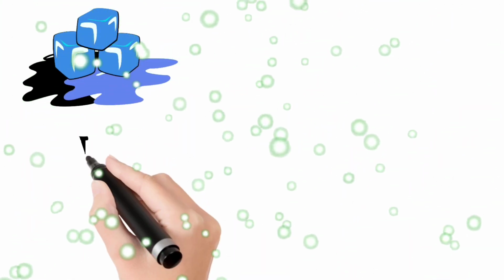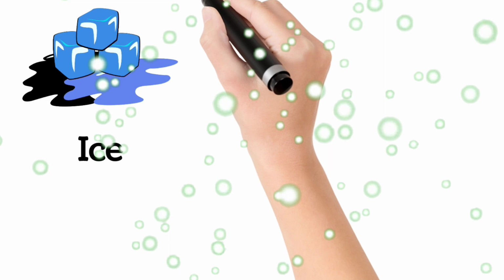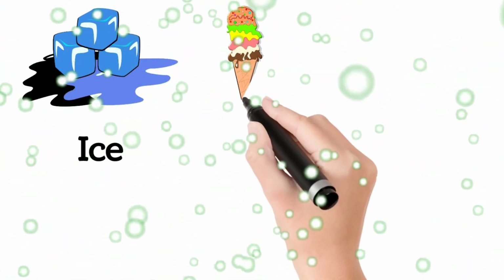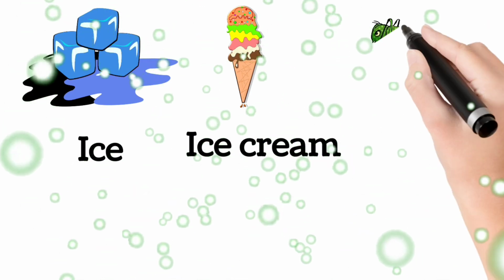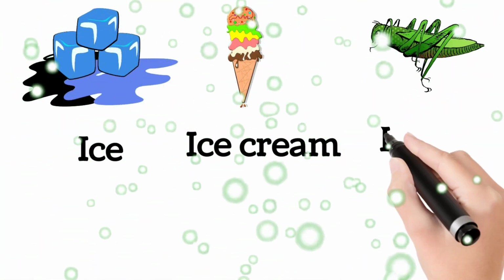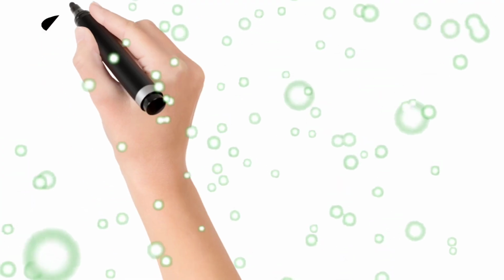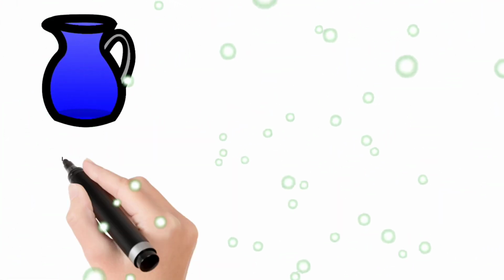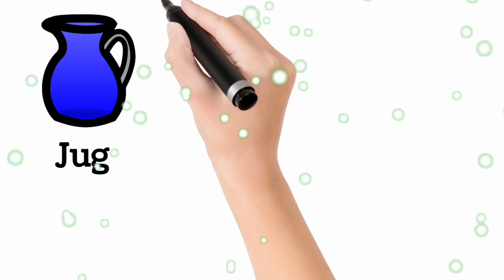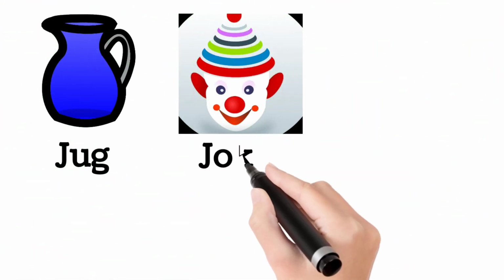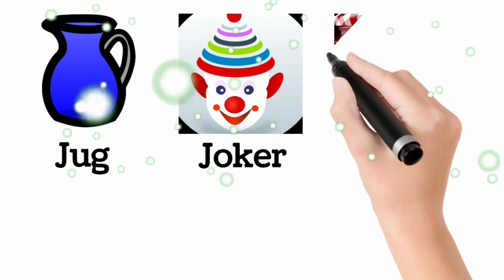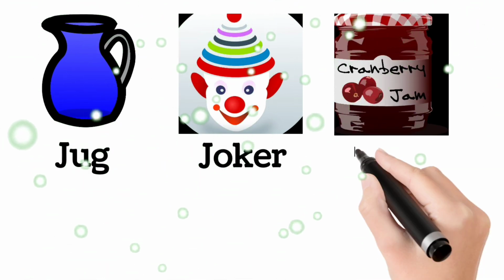I for ice. I for ice cream. I for insect. J for jug. J for joker. J for jam.